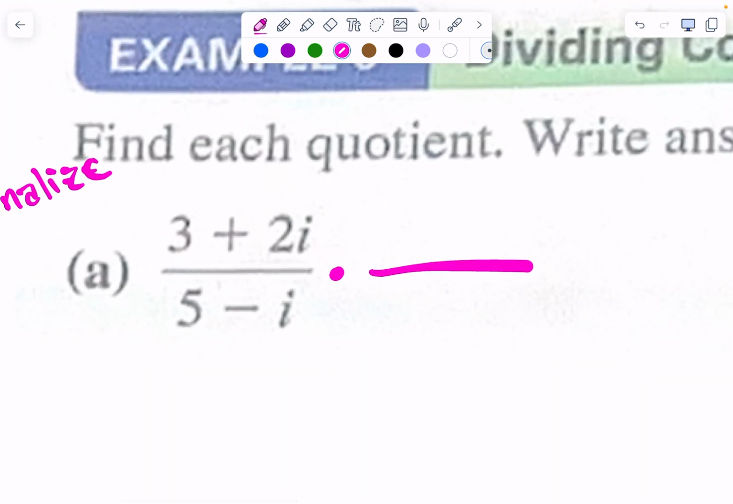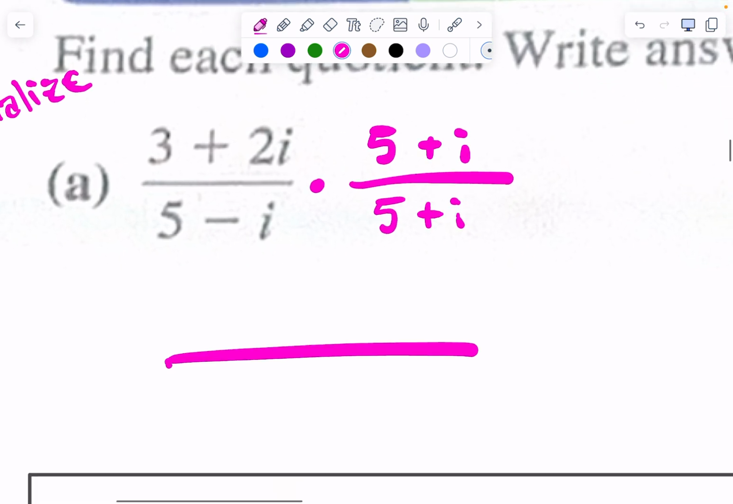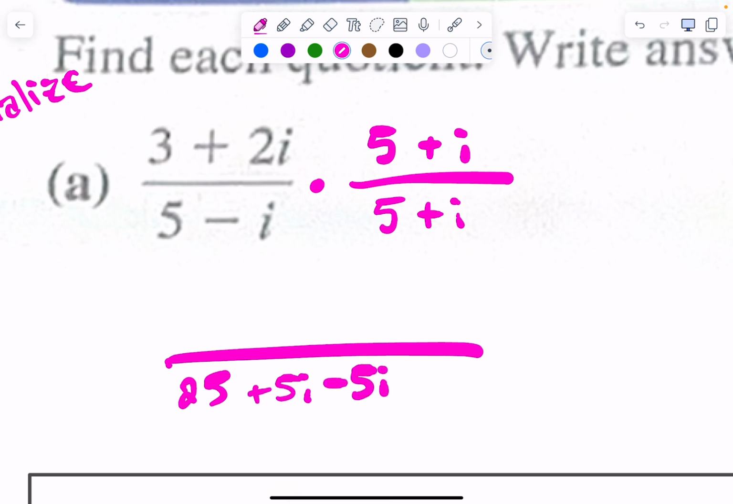Multiply by 5 plus i. Okay, why 5 plus i? Because it's the conjugate. And then the middle 2 pieces will cancel out. All right, so let's do the bottom first. 5 times 5 is 25. 5 times i is plus 5i, minus 5i. If you don't want to write that, you don't have to.